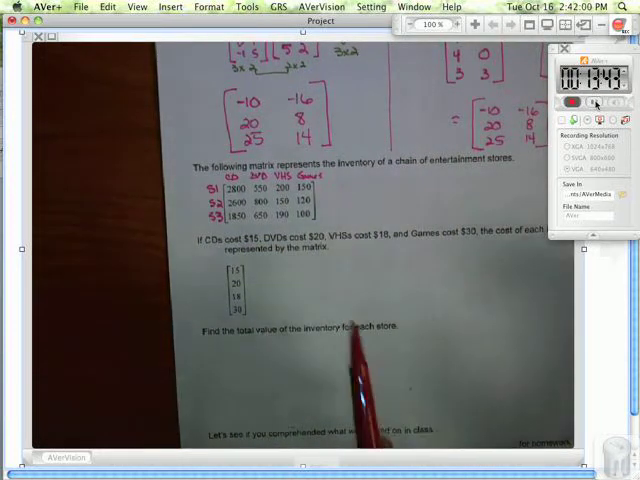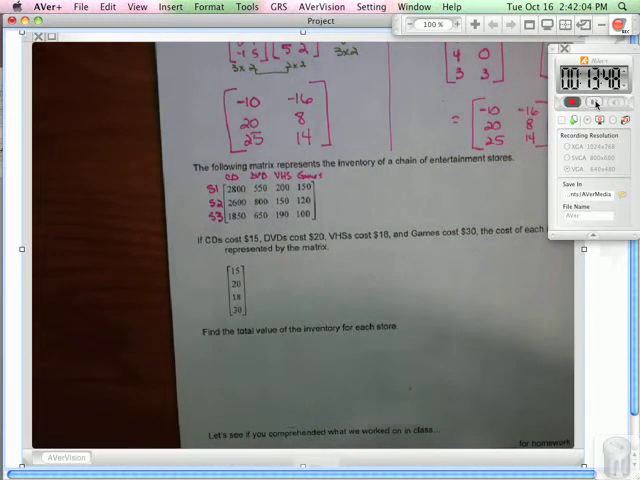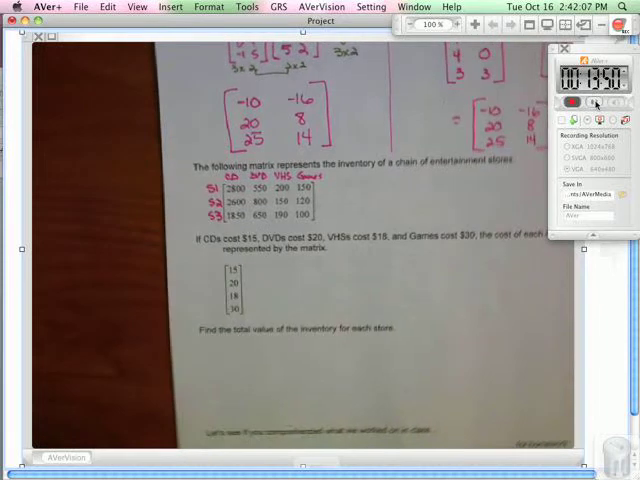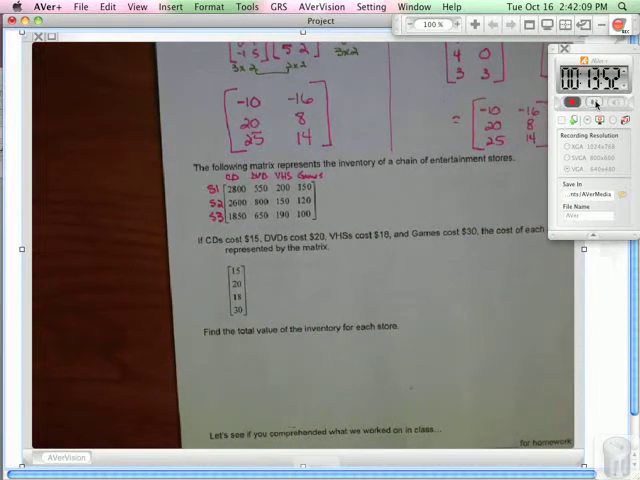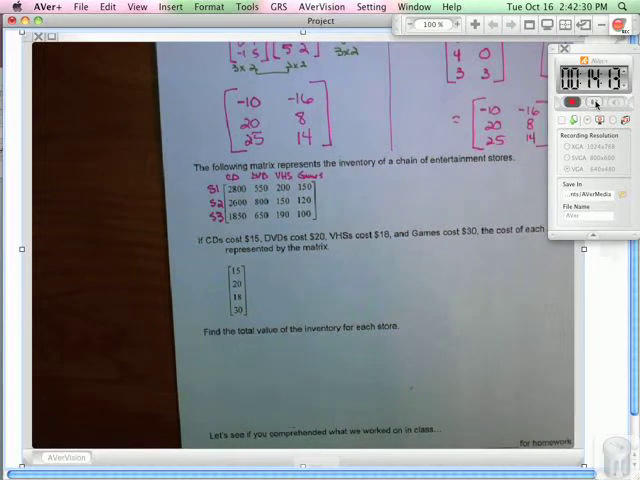Now, ladies and gentlemen, if I'm going to use these two matrices together, I don't want to write my cost matrix this way, because then I can't multiply them. This is a 3 by 4, and this is a 4 by 1, so I could multiply them because they're defined. If I wrote it 1 by 4, I couldn't multiply them. Does that make sense? When you're asked to set up an inventory and a cost matrix, make sure you set them up so you can multiply them together, so they're defined. Okay, so we're going to multiply this times this.